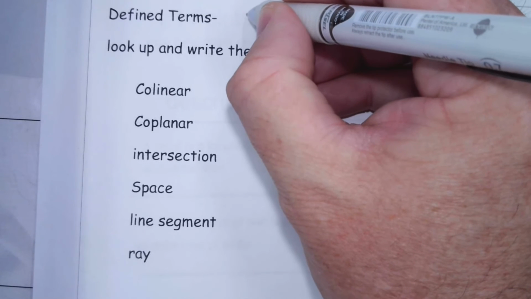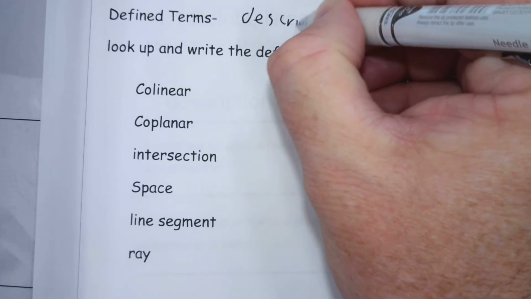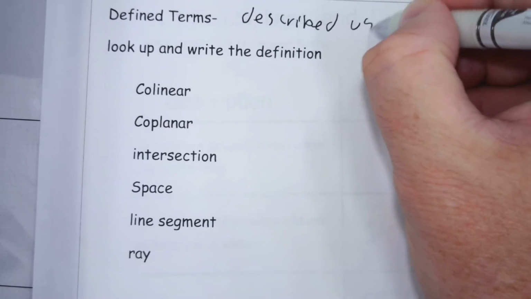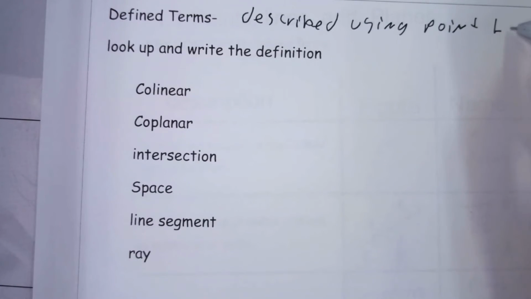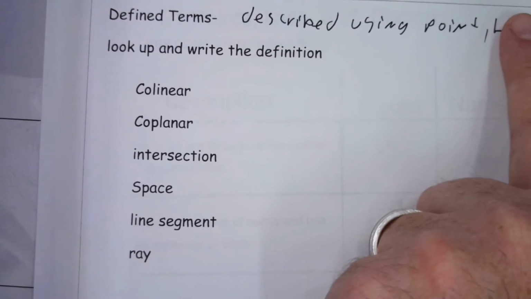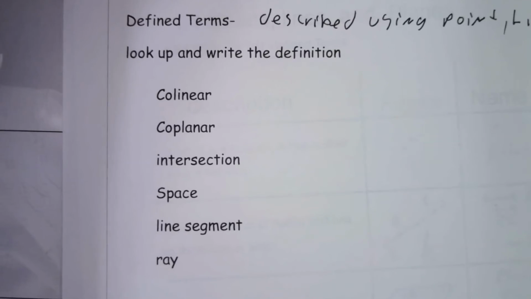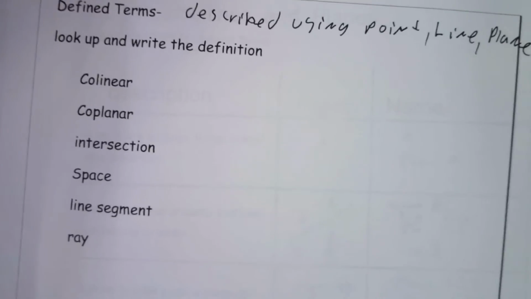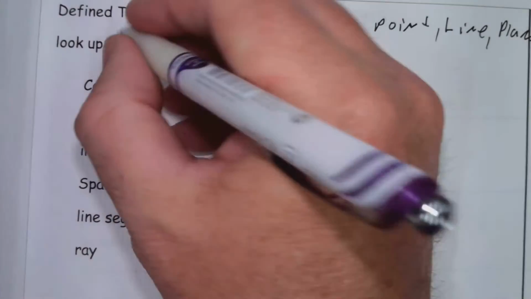So basically a defined term is a term that can be described using point, line, and plane. And you can't see the word plane, but I promise it's over there someplace. This is on pages 4 and 5.